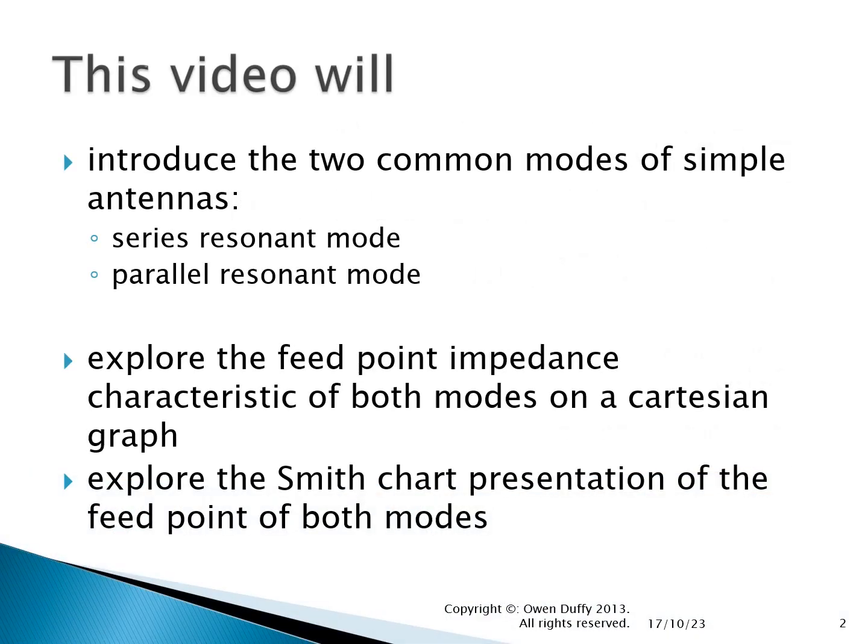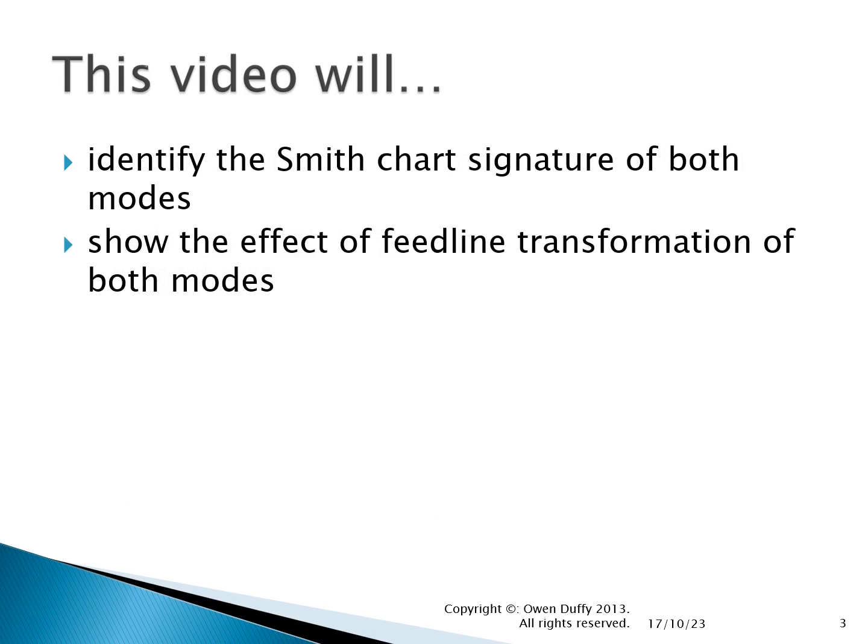This video will introduce the two common modes of simple antennas, series resonant mode and parallel resonant mode, explore the feed point impedance characteristic of both modes on a Cartesian graph, explore the Smith chart presentation of the feed point of both modes, identify the Smith chart signature of both modes, and show the effective feed line transformation of both modes.